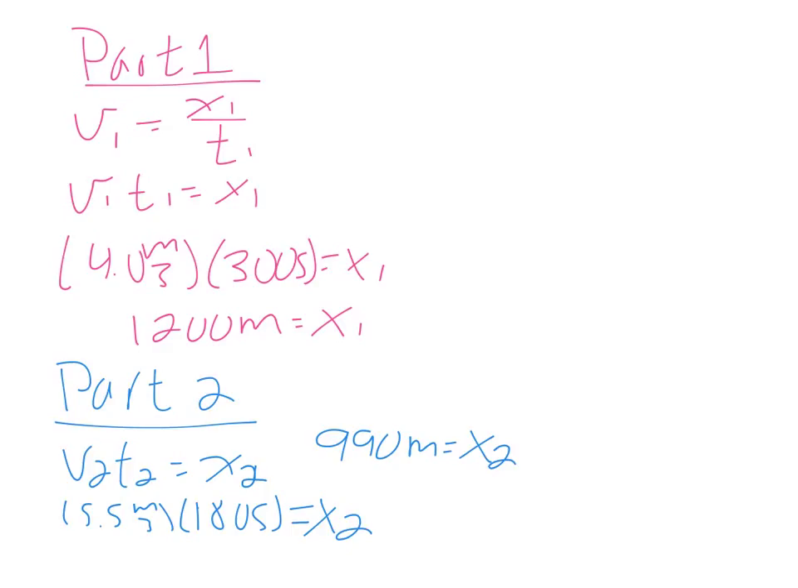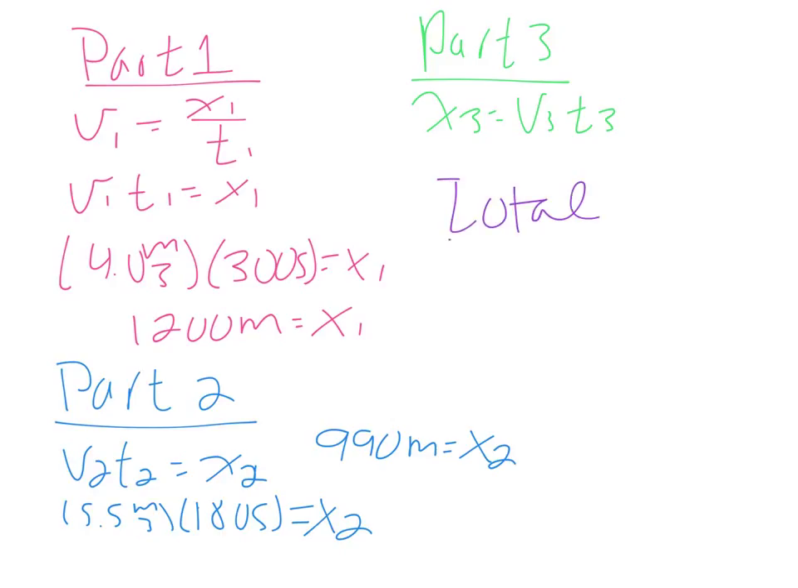If we look at part 3, we know that the distance in part 3 will equal the speed in part 3 times the time in part 3. The only thing we have here, though, is the average speed for part 3. And if we look at the total, we know that the total distance will equal the total average speed times the total time.